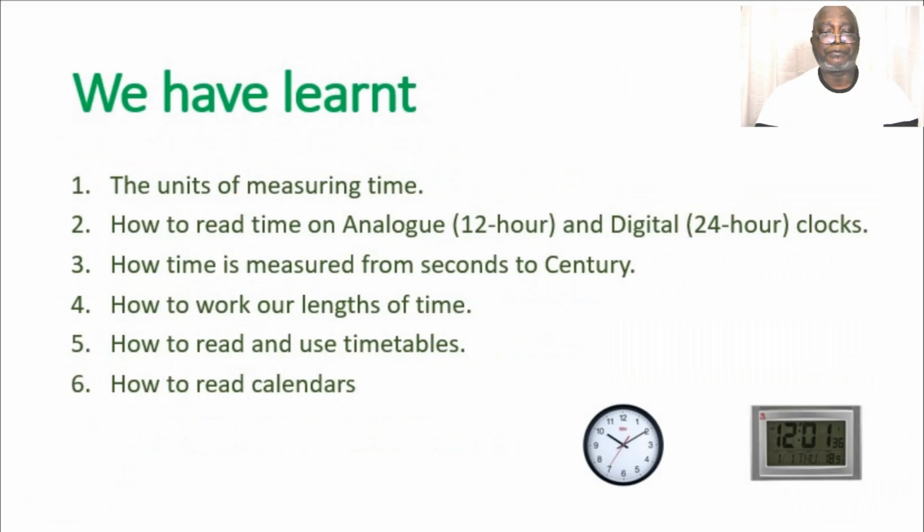What have we learned? We have learned the units of measuring time. How to read time on analog, that is 12-hour clock, and digital, that is 24-hour clock. We have learned that time is measured from seconds to century. We have learned how to work out lengths of time, how to read and use timetables, and how to read calendars.